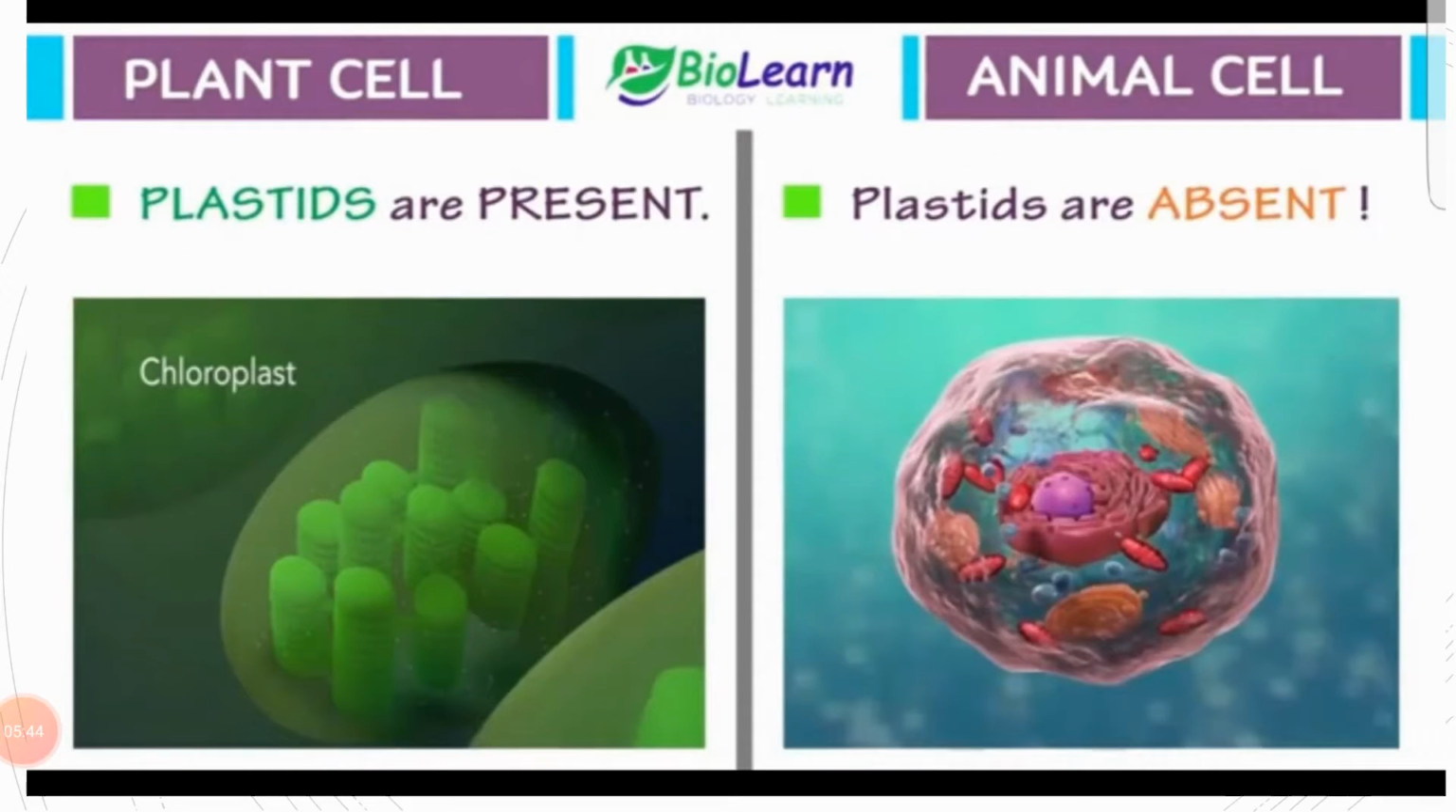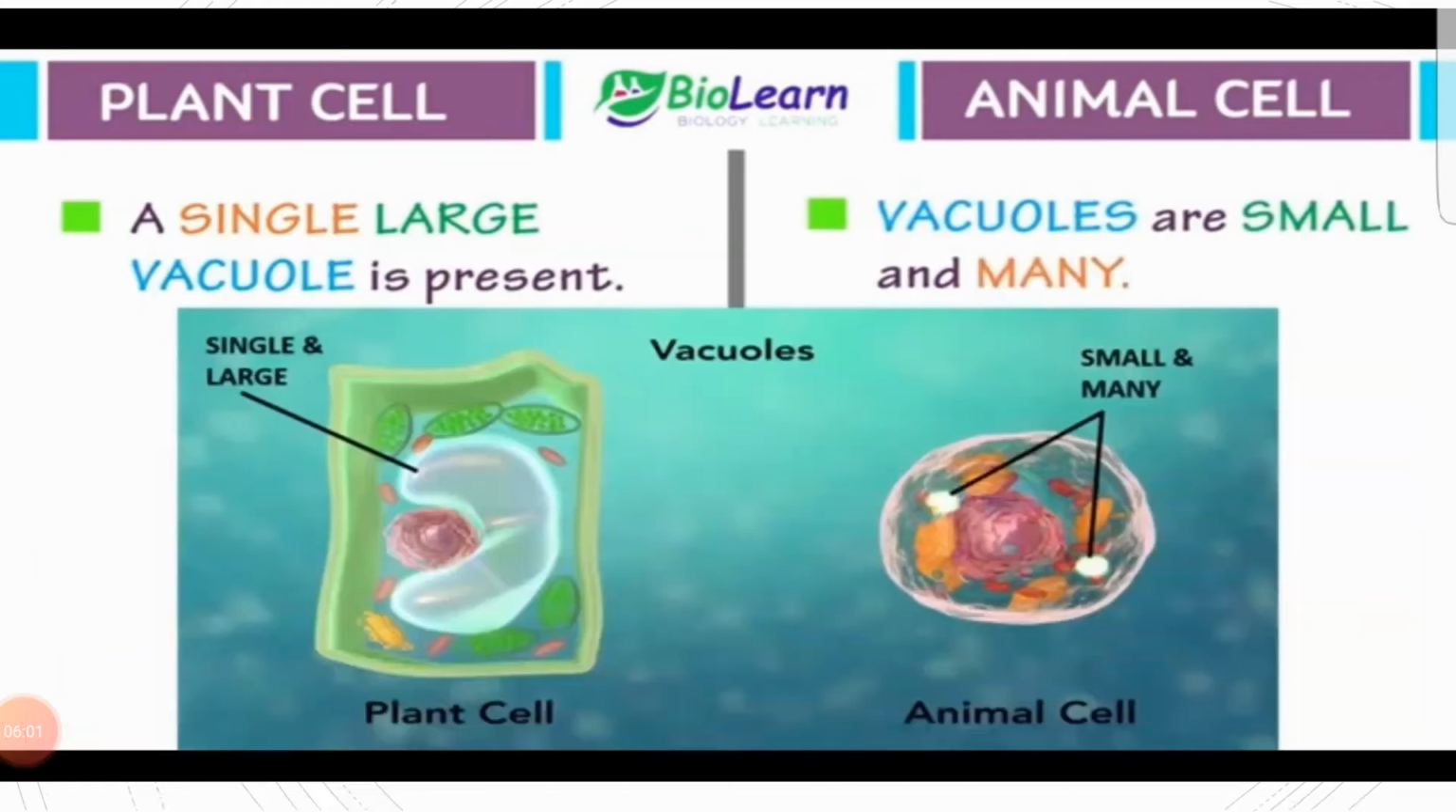Okay, now the third one is, as I told you earlier, that in the plant cell green pigments are there, and in the animal cell green pigments are absent. Chloroplast is absent in the animal cell, and I also told you the reason behind this. So this is another difference.